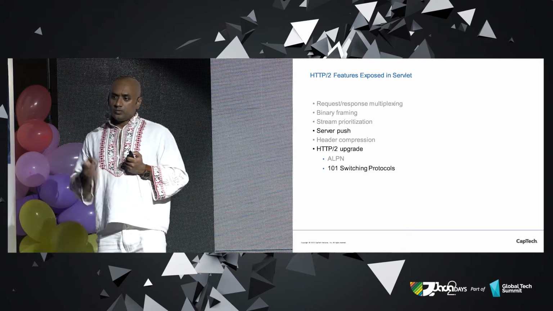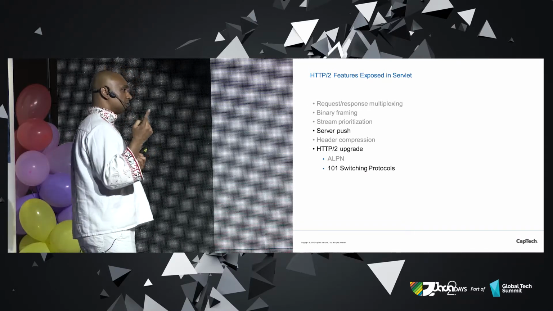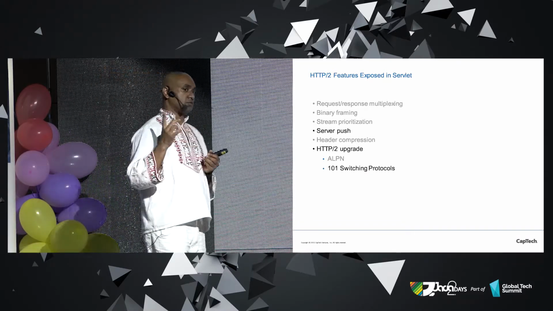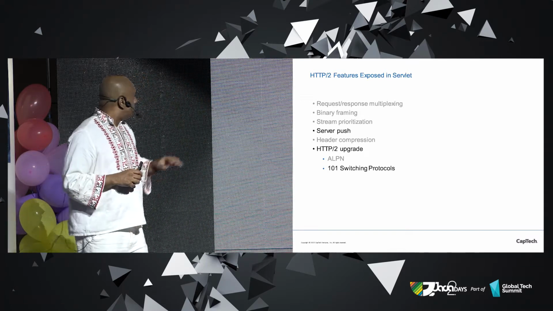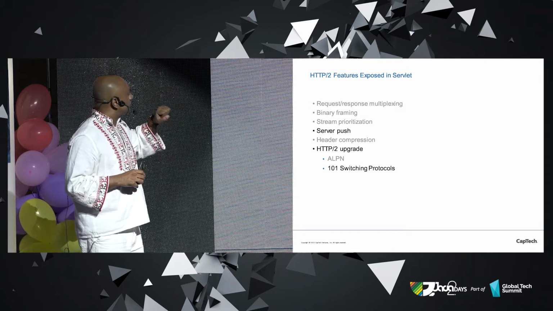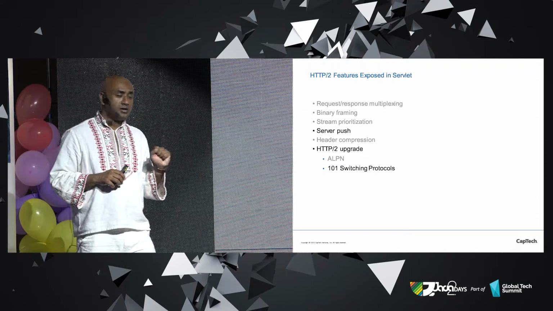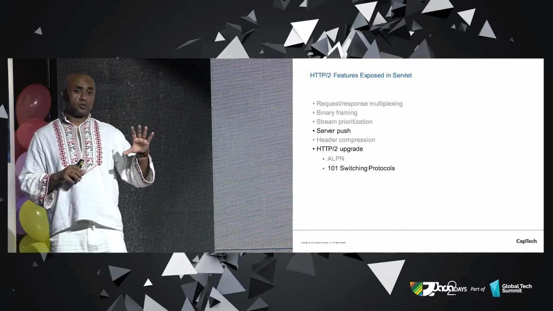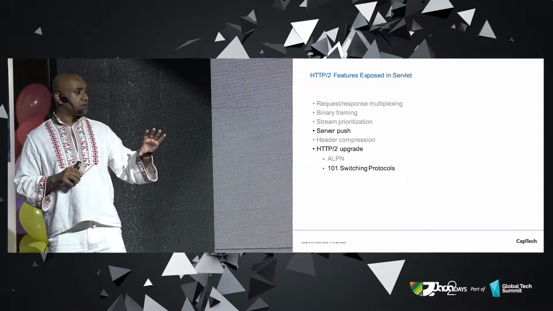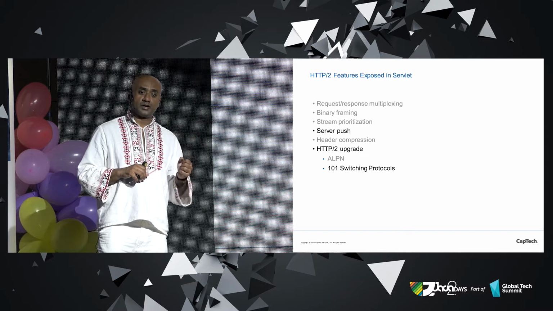And in fact, there's only one API change that you actually need to be exposed to, and that is server push. All of the rest of these things, request-response multiplexing, binary framing, stream prioritization, header compression, ALPN negotiation, are actually happening at the protocol level, way under the hood of the Servlet engine. You are not exposed to any of that at all.